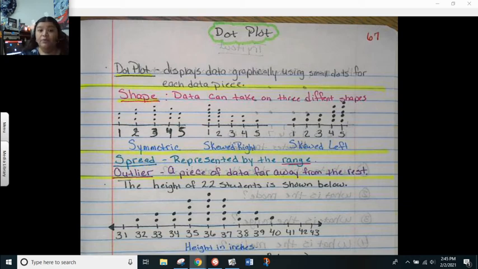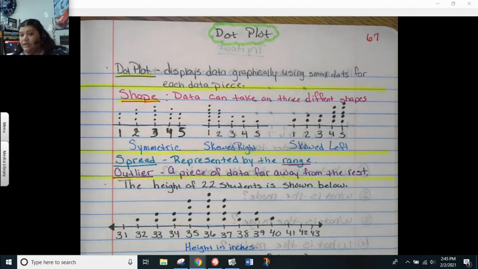Okay, so what are dot plots? They display data graphically. And we use small dots, or sometimes you see X's on there. So instead of the dots, you might see X's. So that's how we display the data.